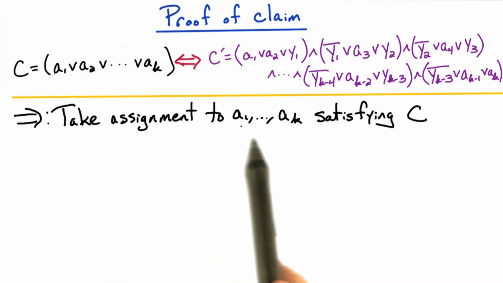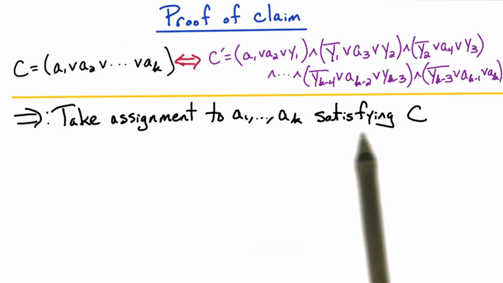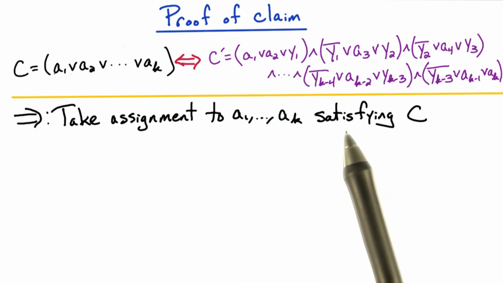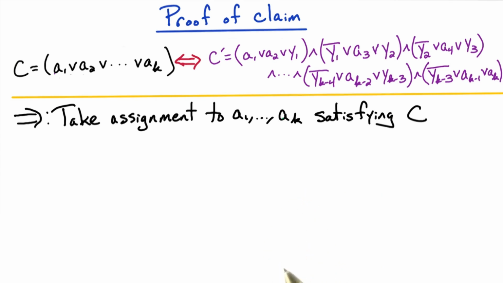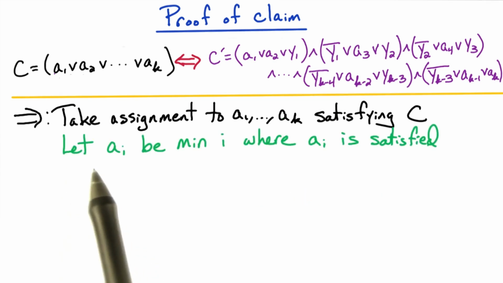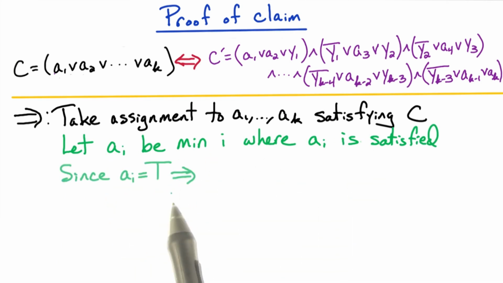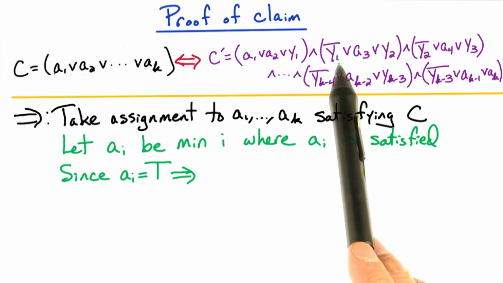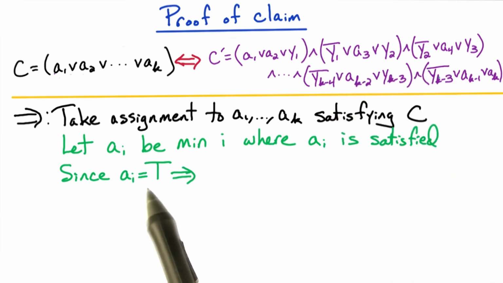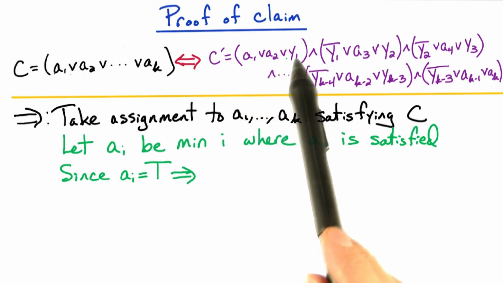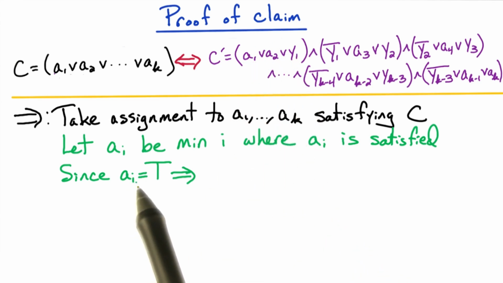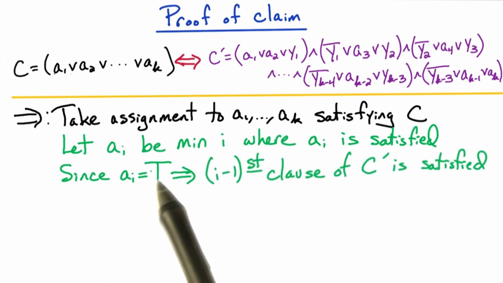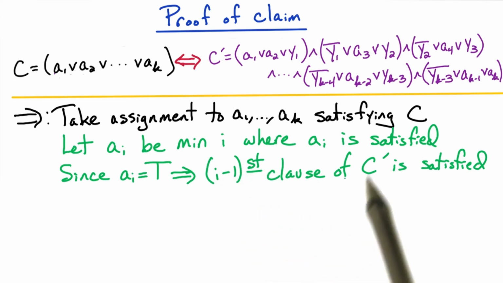So let's take an assignment to these literals which satisfies this clause C. And let's prove that there's a satisfying assignment to C prime. Now in order for this assignment to satisfy C, one of these literals must be satisfied. Let's let a_i be the first literal satisfied. Now if a_i is satisfied, that's going to satisfy one of these clauses. If i equals 1, so a1, that's in the first clause. And if i is at least 2, then a_i appears in the (i minus 1)th clause. So this literal a_i being set to true satisfies the (i minus 1)th clause of C prime.